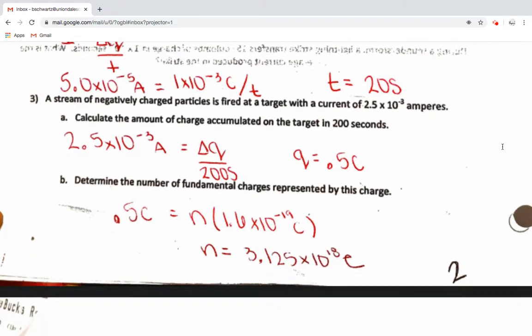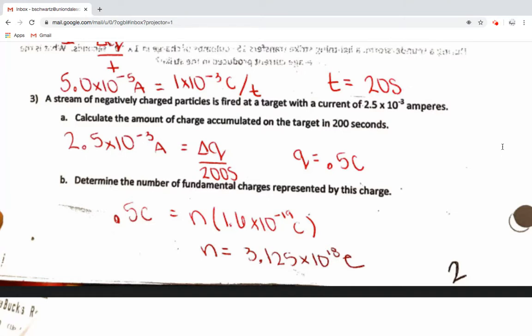For number 3, a stream of negatively charged particles is fired at a target with a current of 2.5 times 10 to the negative 3 amperes. Calculate the amount of charge accumulated on the target in 200 seconds. We are solving for Q. Make sure you put your 2.5 times 10 to the negative 3 amperes over 1, cross multiply, and you will end up with 0.5 coulombs.